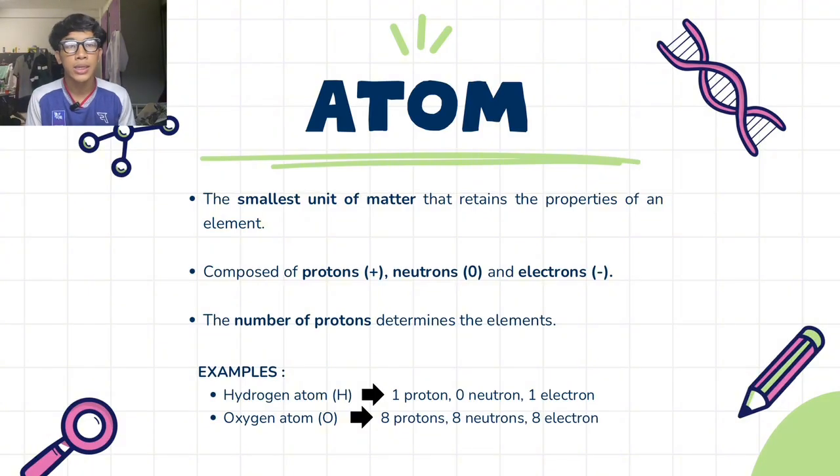For example, the hydrogen atom has one proton, zero neutron, and one electron, while an oxygen atom has eight protons, eight neutrons, and eight electrons. So, different elements have different number of particles.